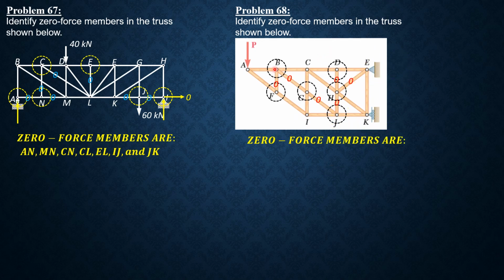We have BF, BC, GJ, HJ, DH, and EH. So there are 6 zero force members for this case. That's it for this problem.